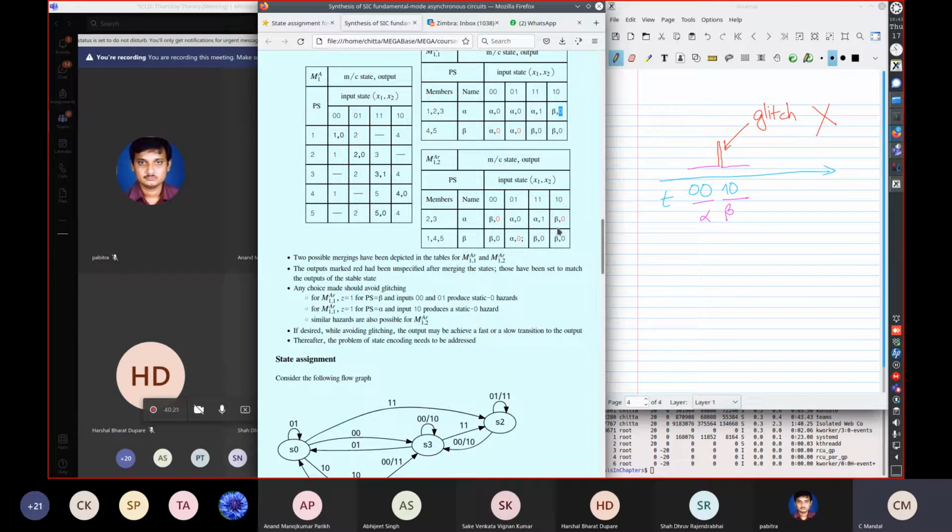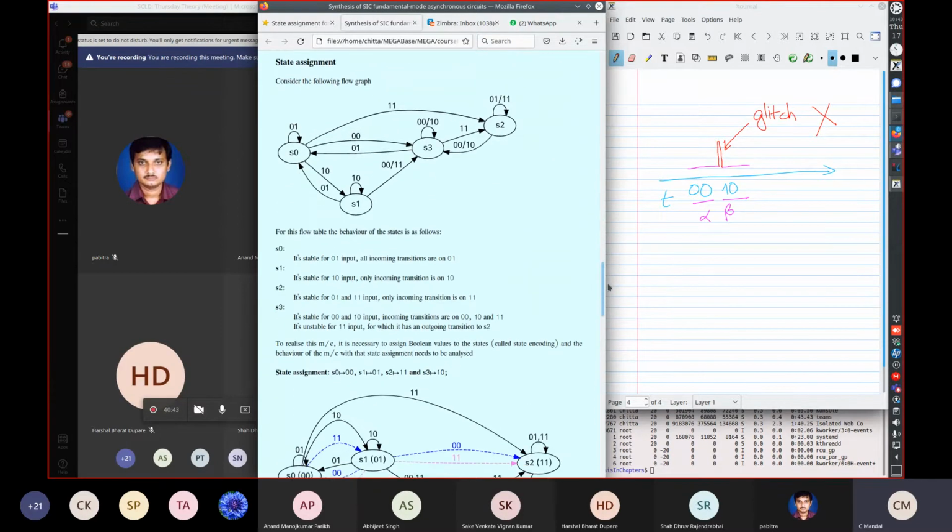We'll look at that when we study hazards separately. Okay. So in the context of asynchronous design, what you can see is that you have to be careful when you decide upon when you set the value of these don't cares. Okay, so that is one part.